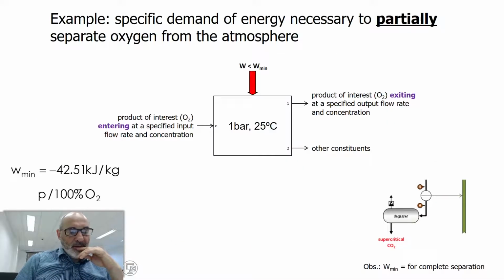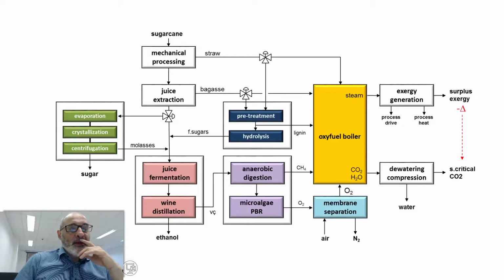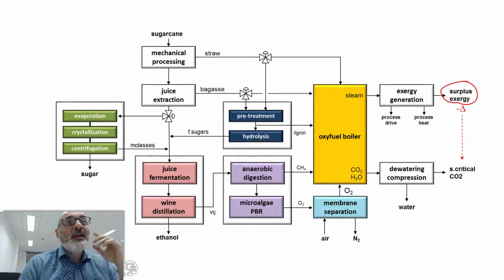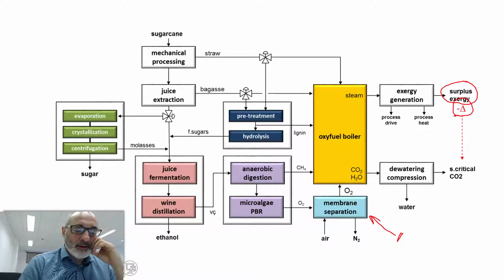Let me see where I'm going. So I was mentioning that the whole idea is to sacrifice some amount of electricity, the revenues from selling electricity. This minus delta means that we're going to invest in the separation process here in order to produce supercritical CO2, as I was showing.